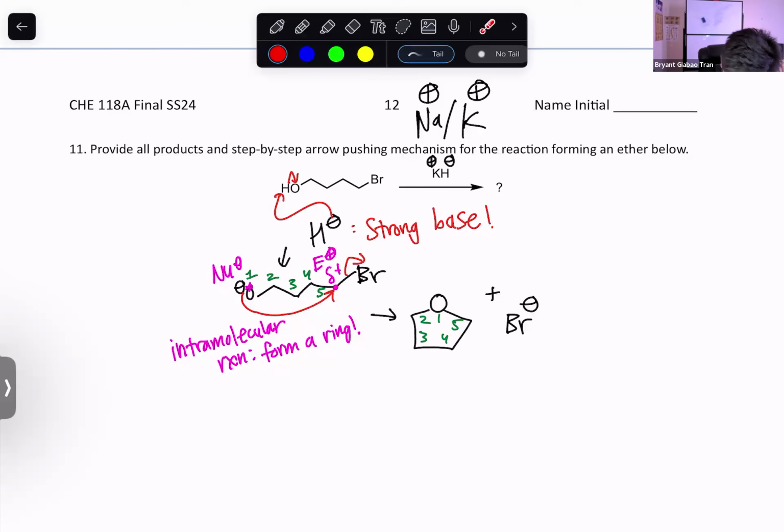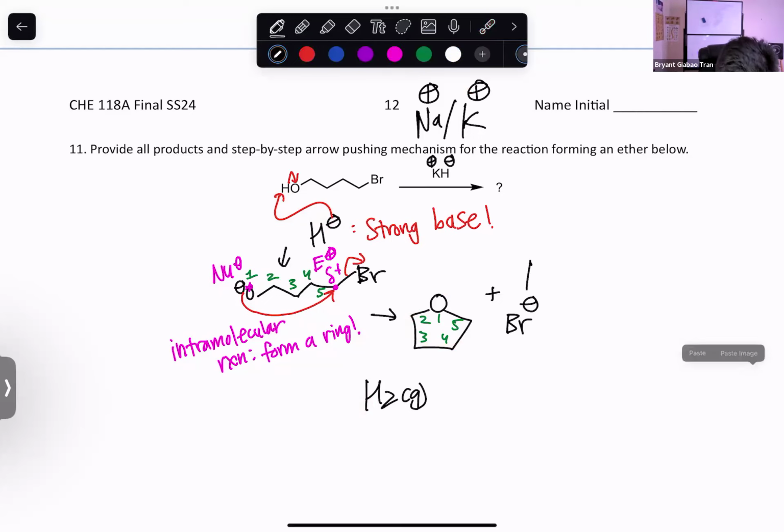In this case, no water was formed, but H2 gas was formed. The H2 gas that gets formed was from this H minus grabbing that H right there, becoming H2 gas. Water is not formed in this reaction. Oh, so the K right here is still around. The K is going to float around the bromine minus now. It's a spectator ion.